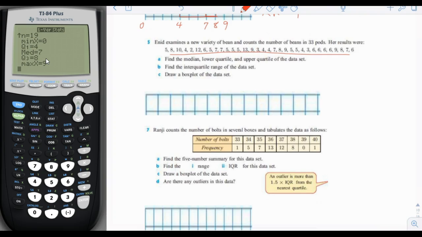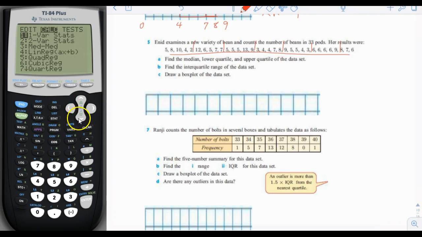So, again, I think the easiest way is to put it in the calculator, which I'll do offline, and then I'll come back and show you what the results are. I just entered all these numbers into list 1, and then I'm going to do stat calc, 1-var stats, list 1, and then calculate.